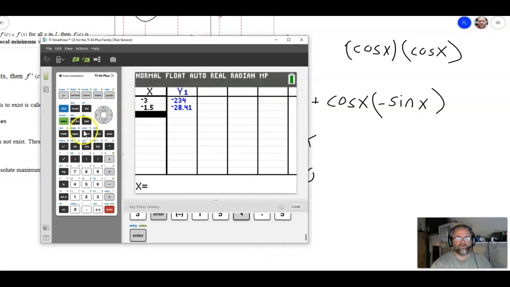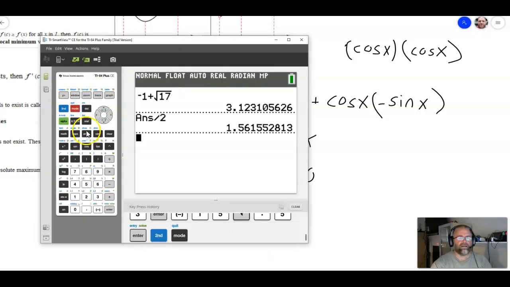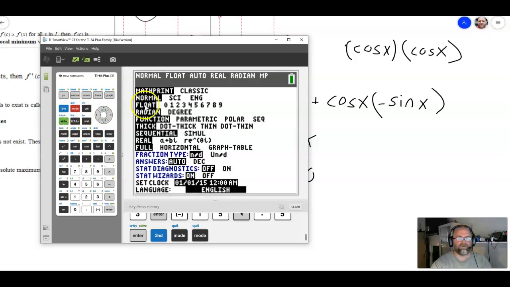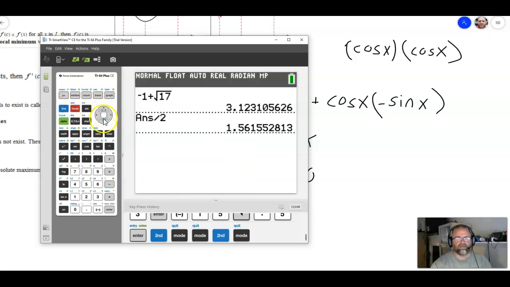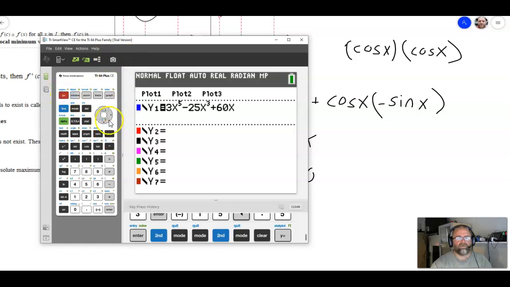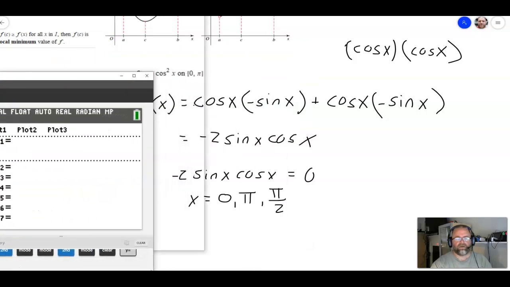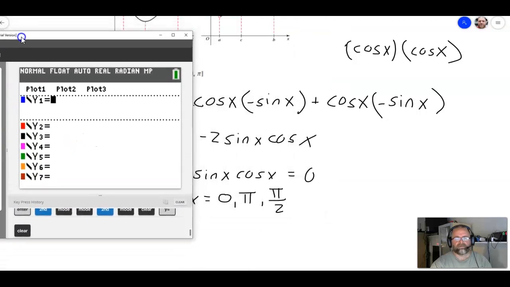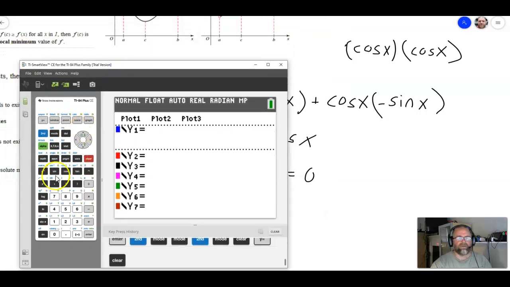So let's get out of here, and we are going to change the mode to radian. It's already in radians, so we're good. And then what we're going to do is put in the original function. So I'm going to put it in like this. Cosine of x, all right, times cosine of x, and put one there like that.